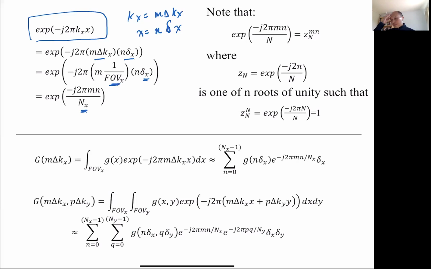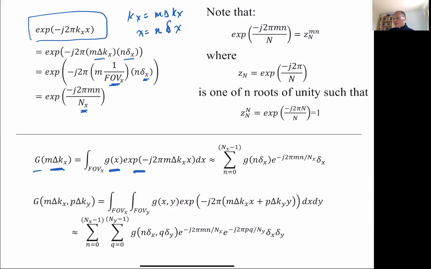All right. And it turns out this is just one of the roots of unity. So if you remember back to taking the complex square root of 1, that is one of those square roots. And so if we have that, then we can say that the Fourier transform at any one of those discrete values is equal to g of x.